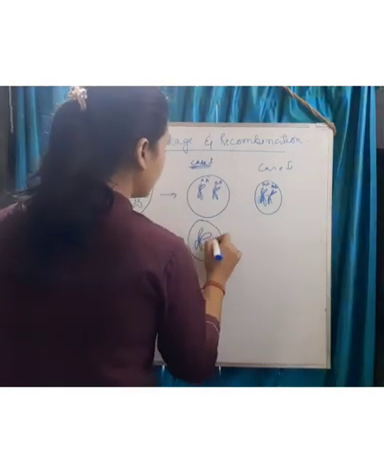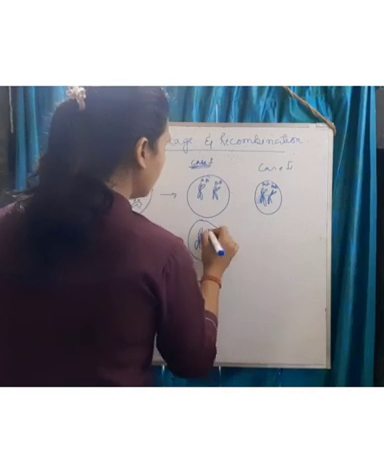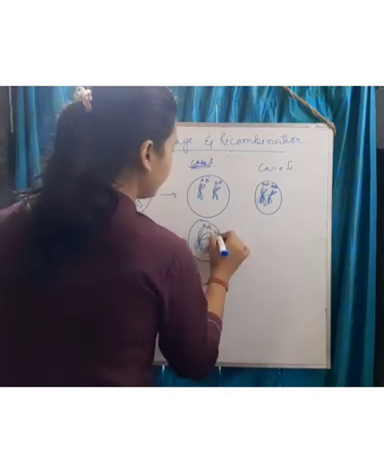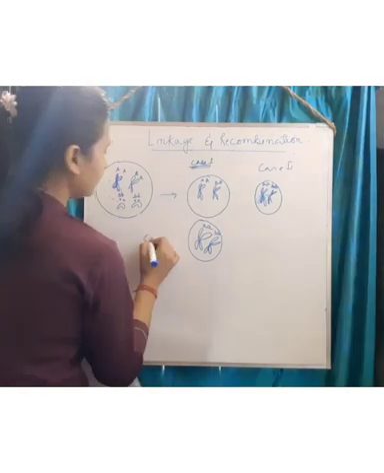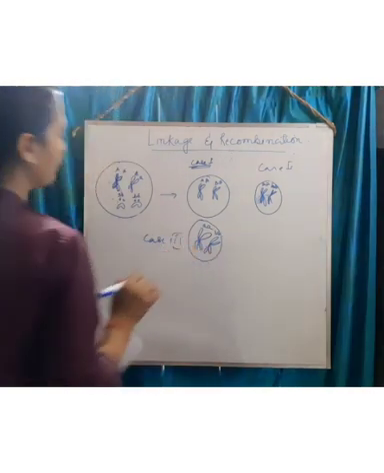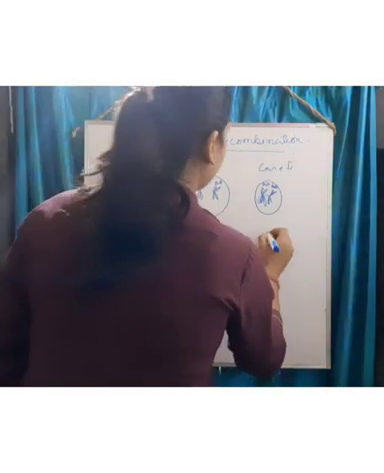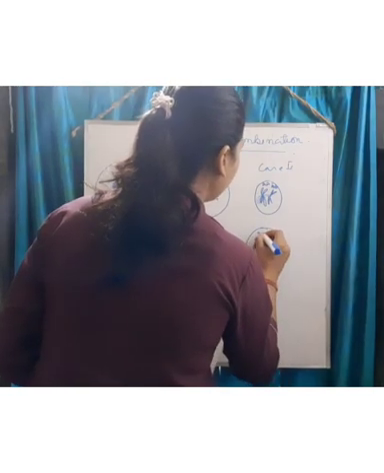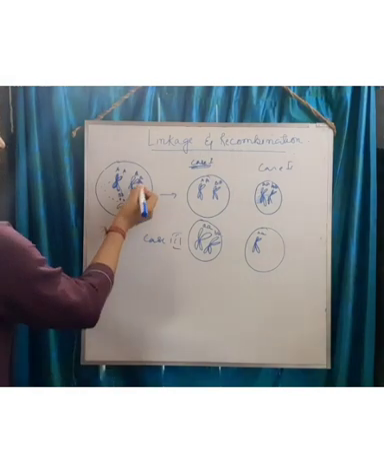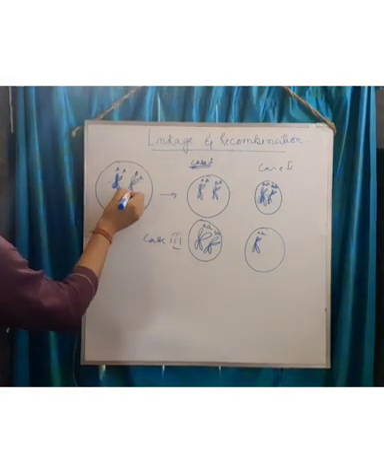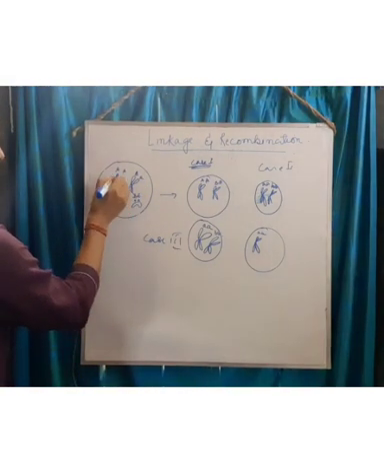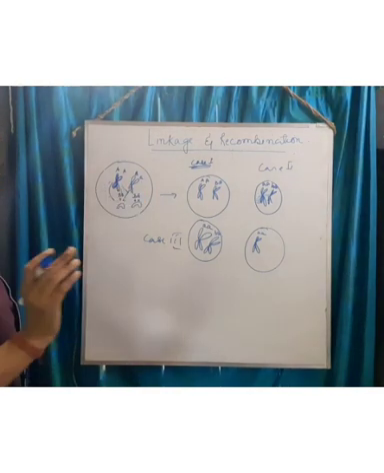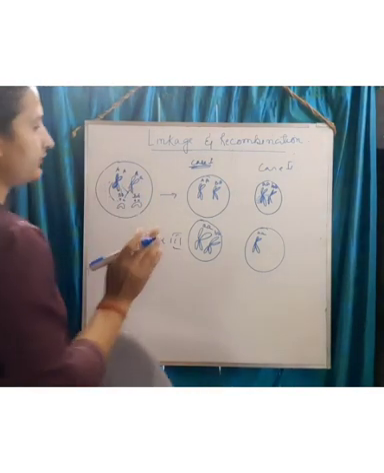Then another probability is that both the recessive characters may come together. This is case 3, or possibility 3. Then the fourth one is one dominant and one recessive, that is, this may pair up with this, either with this or with this. I hope you all can follow me.